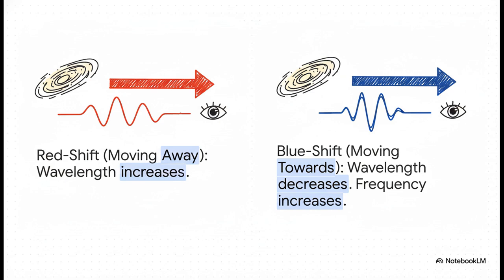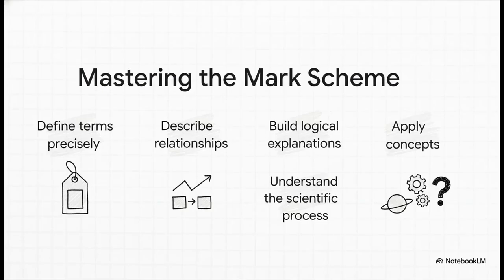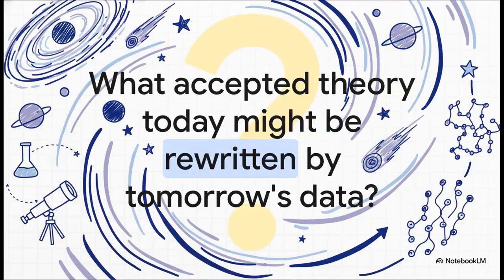That's blue shift. So, let's just recap the skills that you needed to absolutely nail that question. We had to define terms with total precision, we had to describe a graphical relationship clearly, we had to build a logical 2-step explanation, show we understand the scientific process, and finally apply all that knowledge to a totally new scenario. And really, this whole thing just brilliantly illustrates that science is a living, breathing process, not just a bunch of facts in a book.